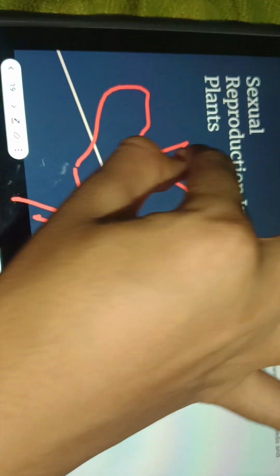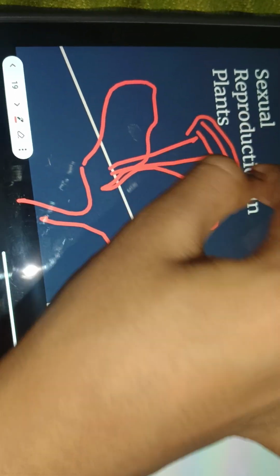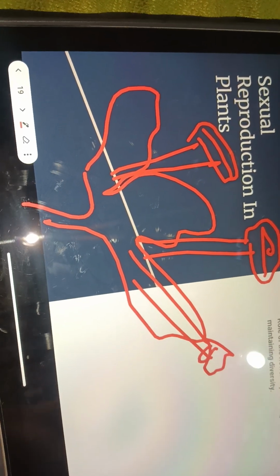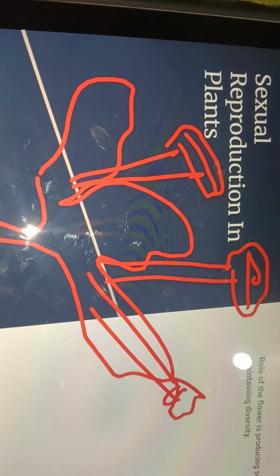First, what is sexual reproduction? Where the fusion of male and female gamete takes place. This is your anther. What all parts are there? I will teach you in pollination. I will apply the diagram as well. Then I will show you.